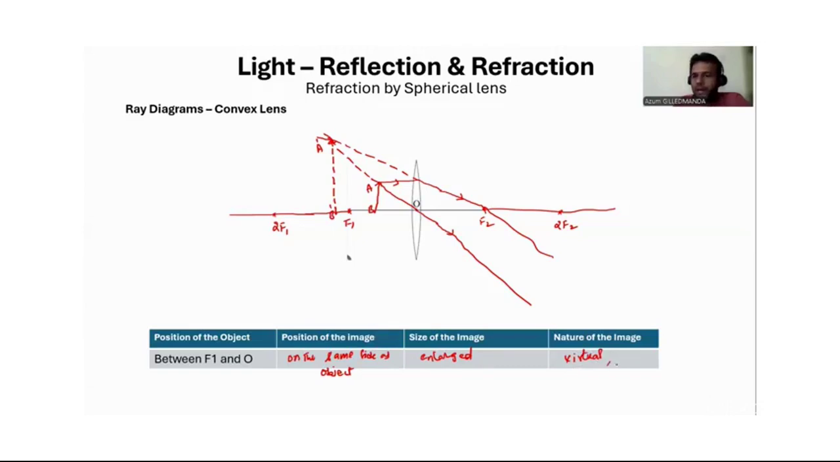And virtual, and also the difference is erect. So far, in all the scenarios, we got an inverted image. Only in this scenario, we get a virtual, erect image and it is enlarged. And the image is on the same side as the object. So here, AB is the object and A dash B dash is the image. Hope you're following, guys. We covered many scenarios, right? So let's do a recap of all these.